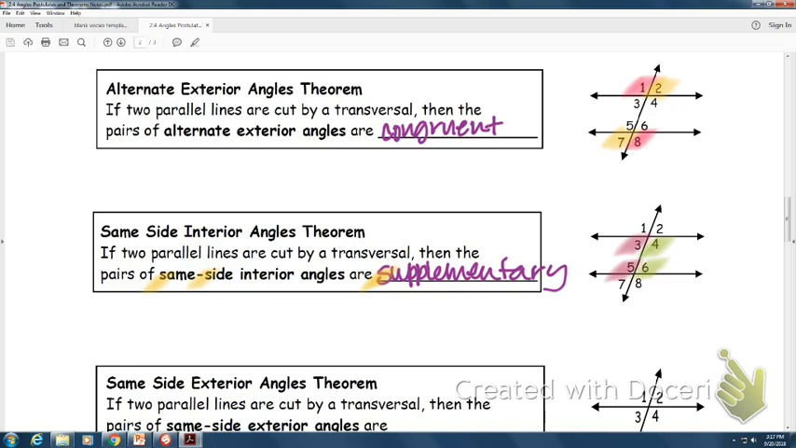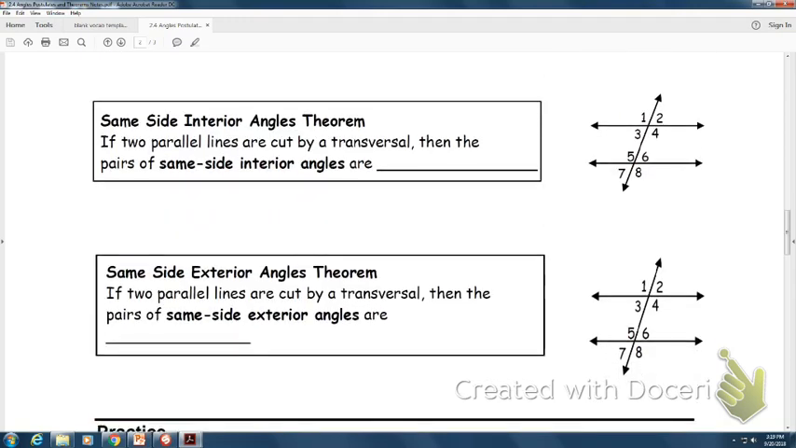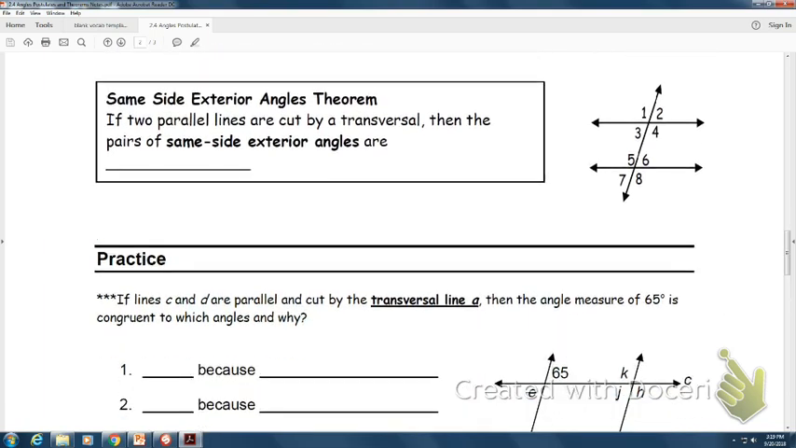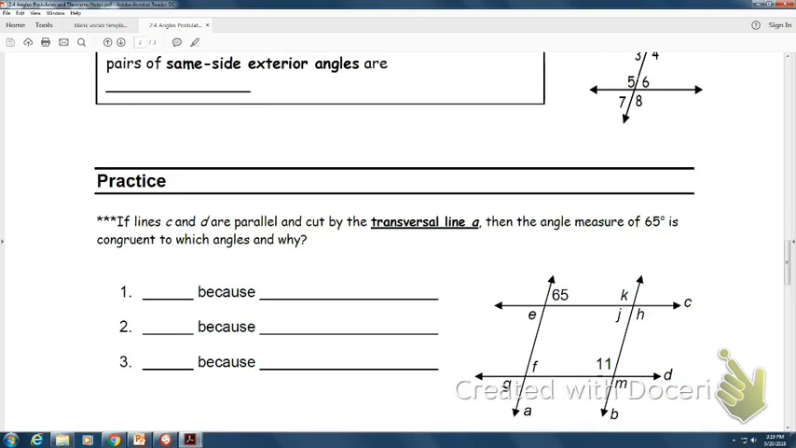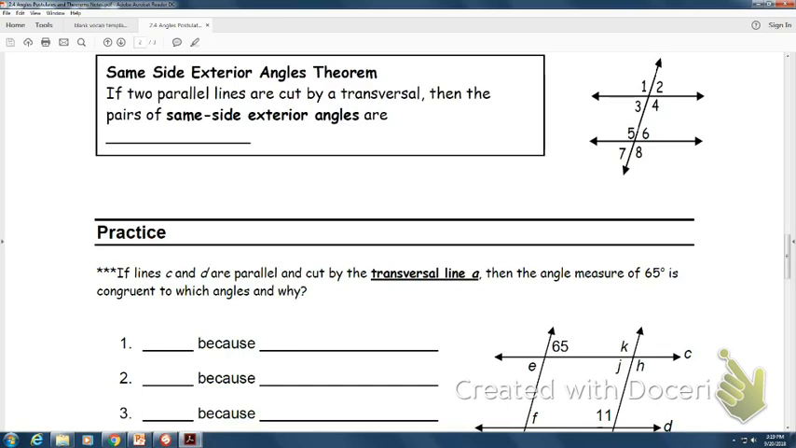Questions? Okay, last one, same side exterior angles. If two parallel lines are cut by a transversal, then the pairs of same side exterior angles are supplementary. Oops. You can highlight your S's if you need to. Somebody give me one pair. 1 and 7, and my other pair.